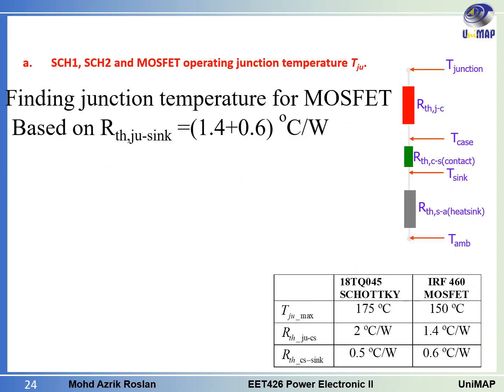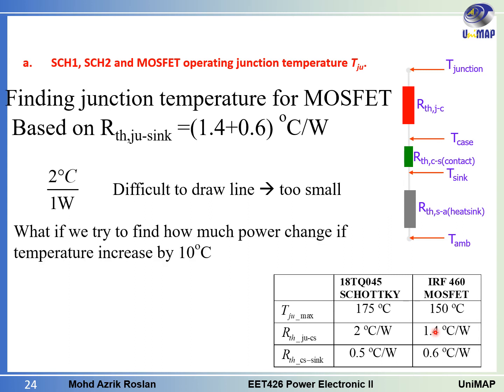Next we want to find the junction temperature for the Mosfet. This is based on this value, 1.4 plus 0.6 degrees C per watt. You have to add both of these values. We have to draw 2 degrees C per 1 watt, which is a little bit difficult to draw. So we want to find how much power when we increase the temperature by 10 degrees C. So in this question, we get X equals 5 watt.